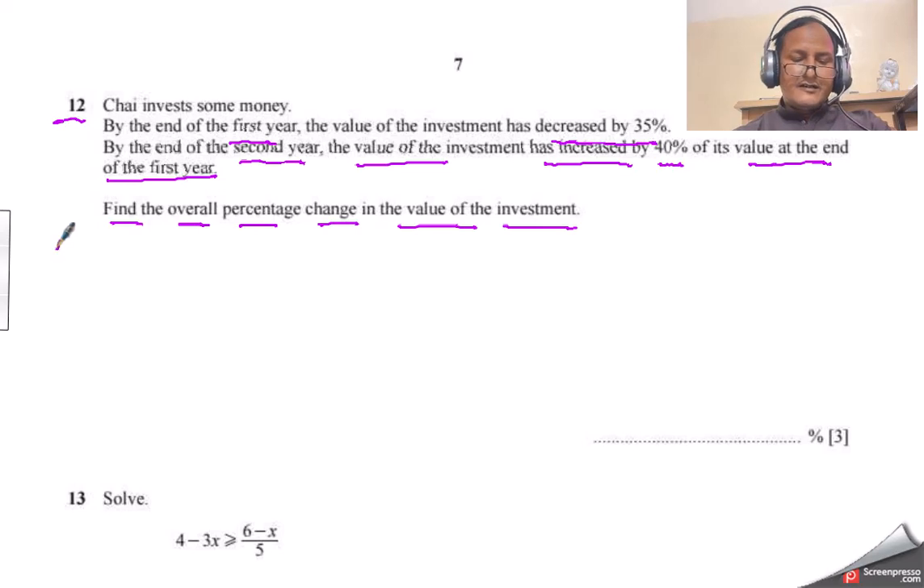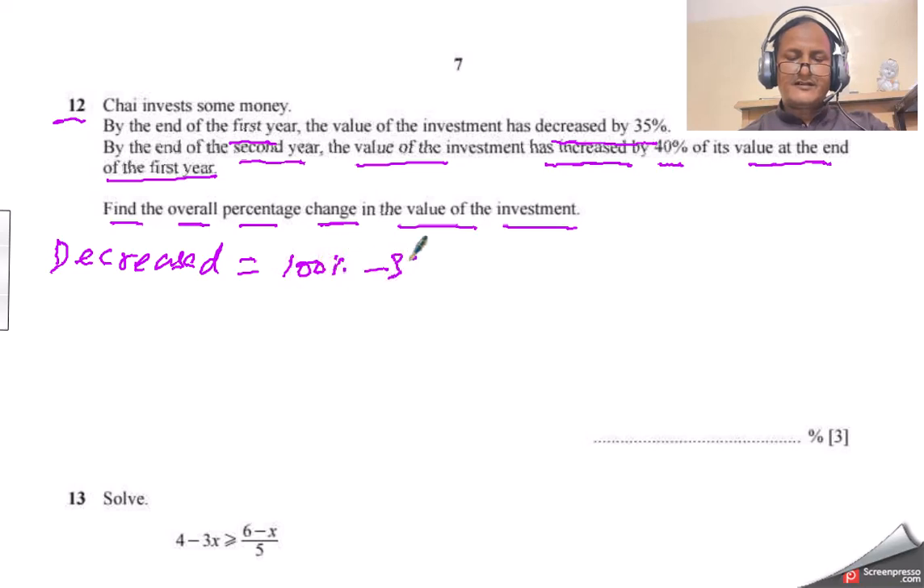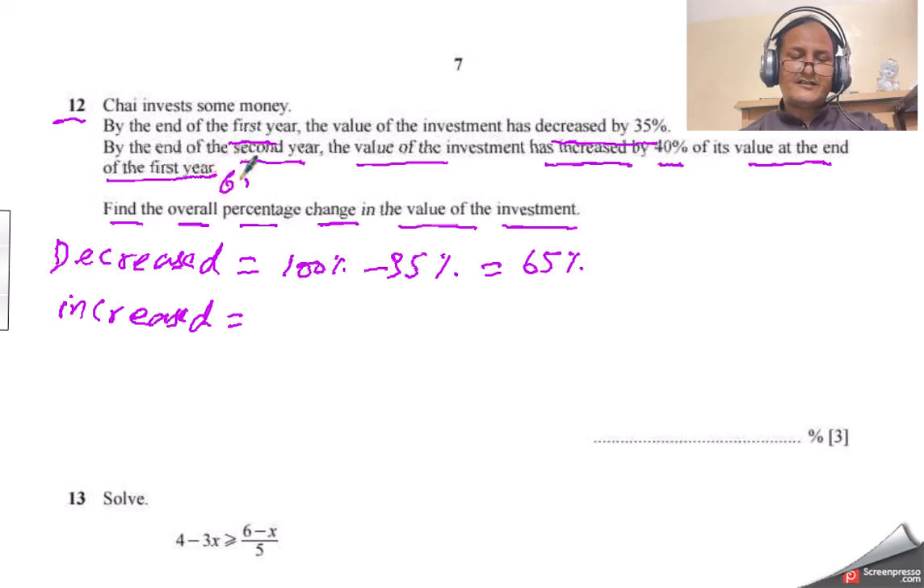Okay. In the first year, the value decreased, the starting value is 100%, and a 35% decrease means we write 100% minus 35%. At the end of the first year, he has 65%. Okay, and then the 40% increase. The 35% was the decrease, then the increase is 40% of the value at the end of the first year. At the end of the first year, now he has 65. Okay.